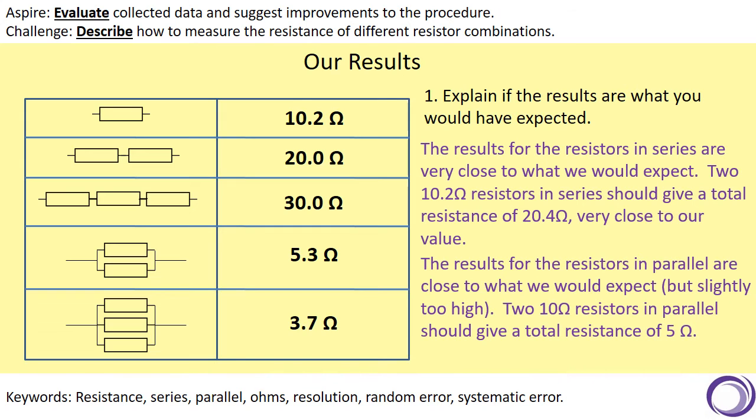It's possible to explain results being a little high just from the leads. If one of the leads that I was using had a resistance a little bit higher, that would give us a systematic error, so that would be adding to the resistance of all of them.